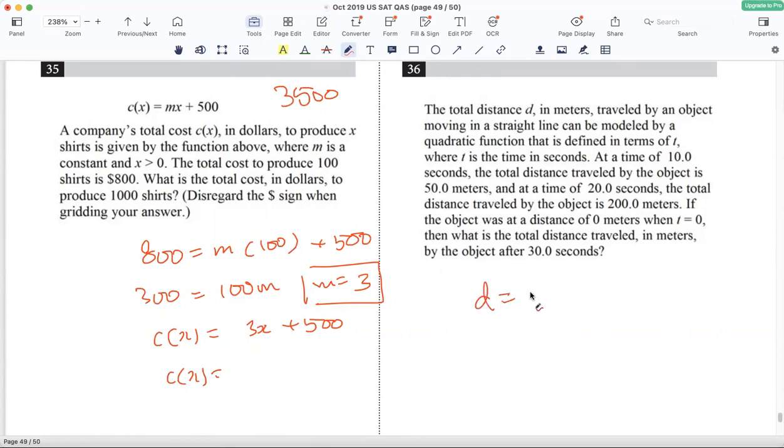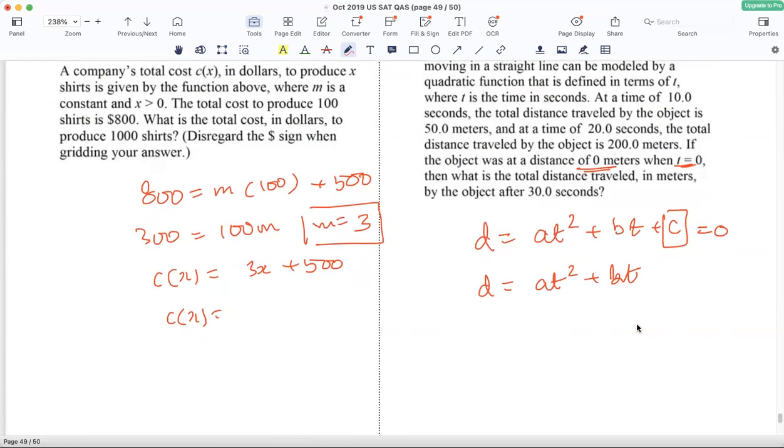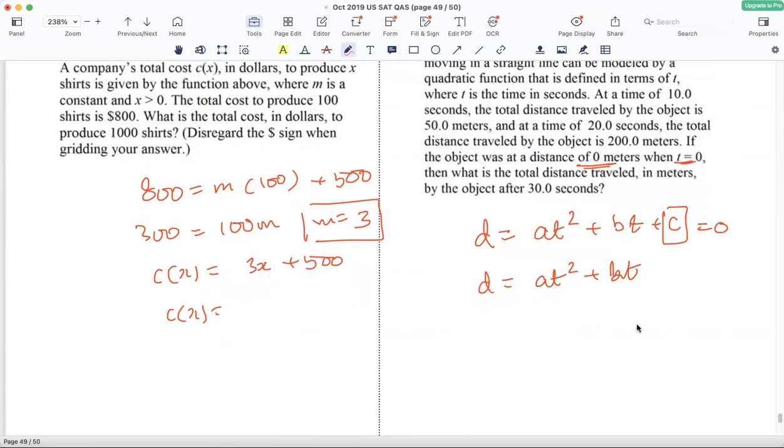Okay, so the distance is a quadratic function in time. So let it be at squared plus bt plus c. And when t is 0, d is 0. So that tells me that the value of c will be 0. So I can say that d is at squared plus bt. Now, at a time of 10 seconds, the total distance was 50. So 50 is 100a plus 10b. And at a time of 20, it was 200. So 200 is 20 squared, 400a plus 20b.